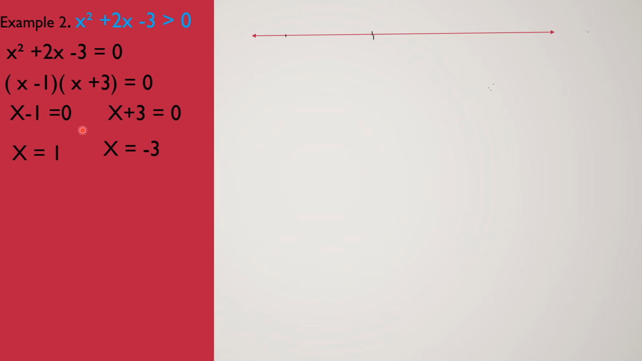Then locate these values of x on the number line. So I have the negative 3 and the 1 is there. 1 is greater than negative 3, so it should be on the right side of negative 3. And then we have here the positive infinity and the other one is the negative infinity. Now, again, that's the first region, the second one, and the third. So let's have the test points now.